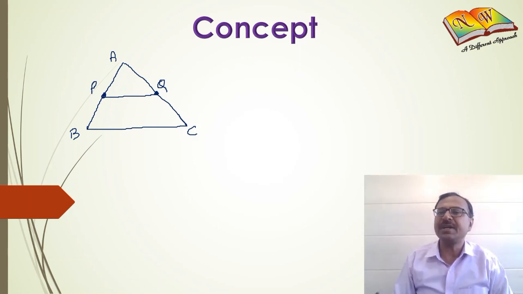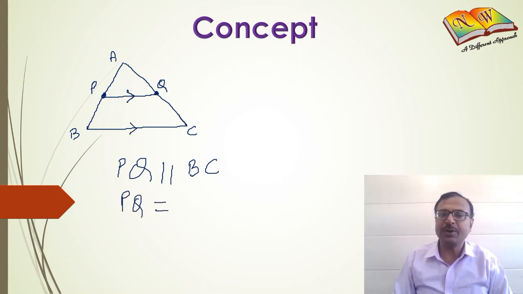The midpoint theorem states that this line PQ will always be parallel to the third side, that is BC, and the length of PQ will always be equal to 1/2 of the length of BC. So if BC is 8 centimeter, PQ will automatically be 4 centimeter and PQ will be parallel to BC.